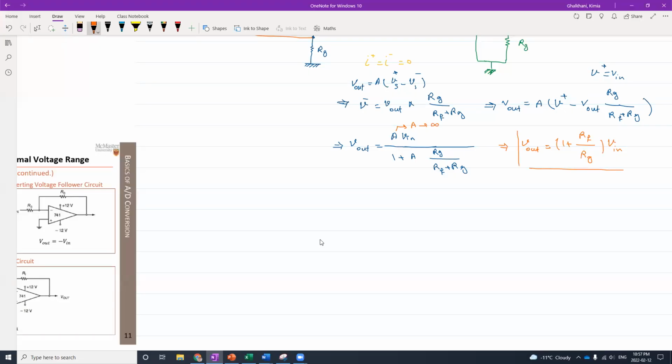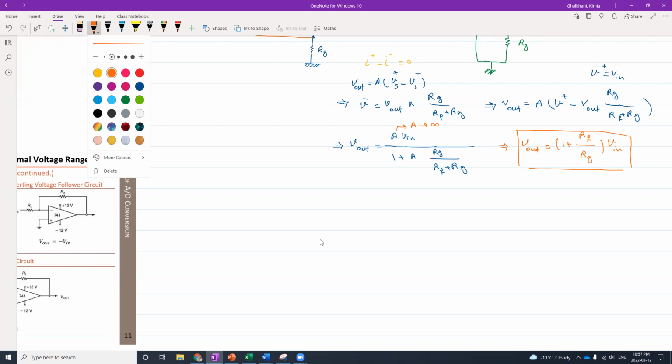I was looking to find a relationship between the input and output voltage. So I'm going to have the gain go to infinity, and then I can simply find a relationship between the input and output voltage. What do I call it? Now I call this one the closed loop gain of the non-inverting op-amp. This is how I can calculate the closed loop gain of the non-inverting op-amp.